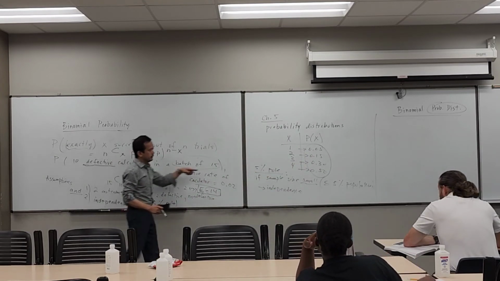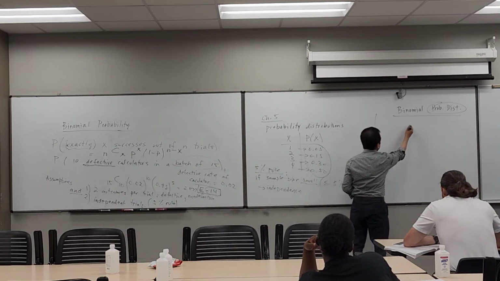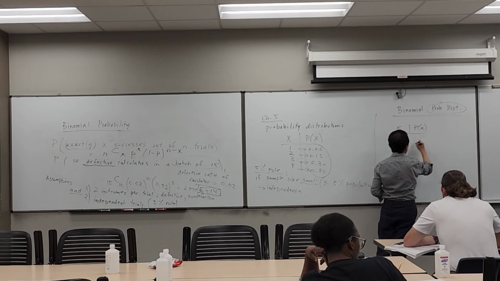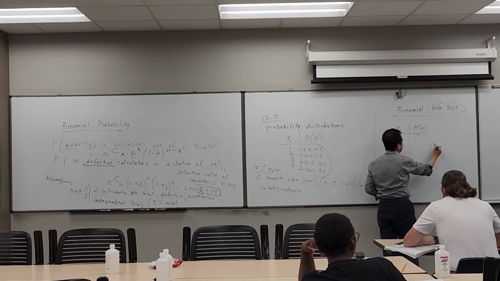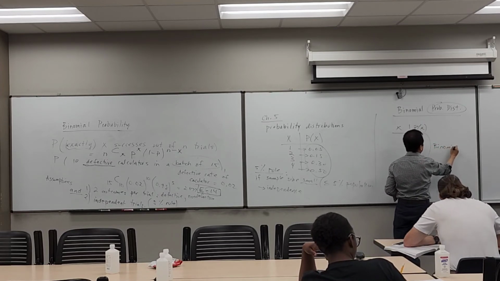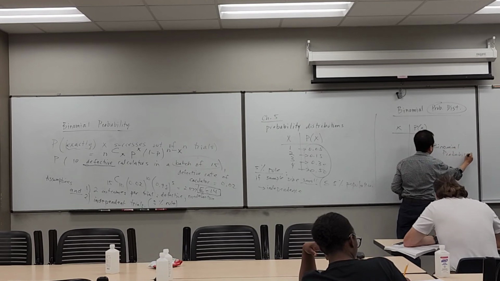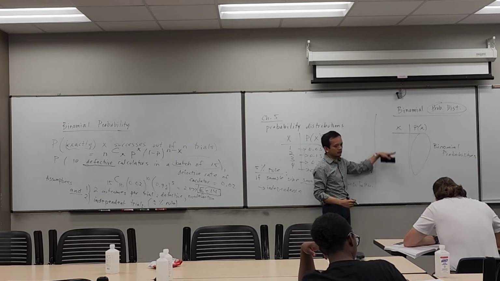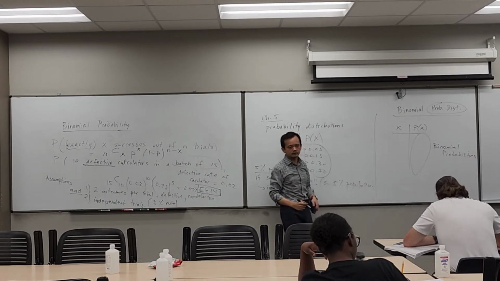So if all these probabilities end up being binomial probabilities, then this probability distribution is called the binomial probability distribution.